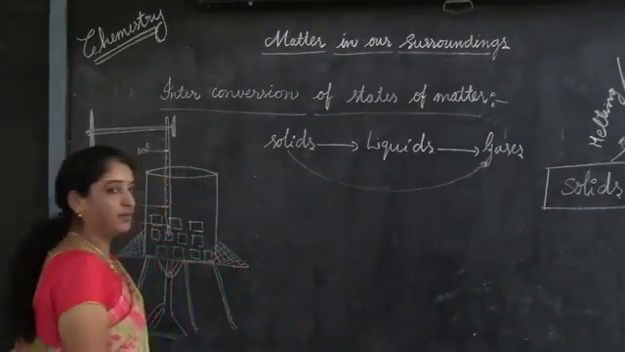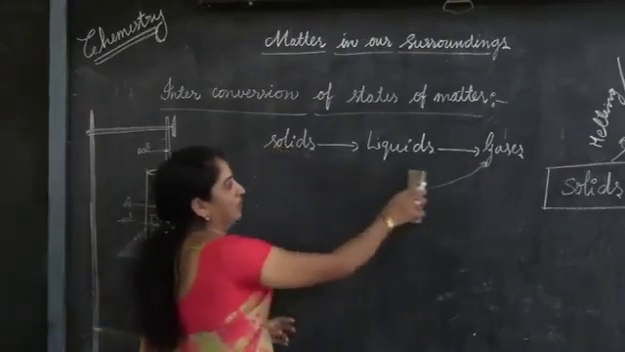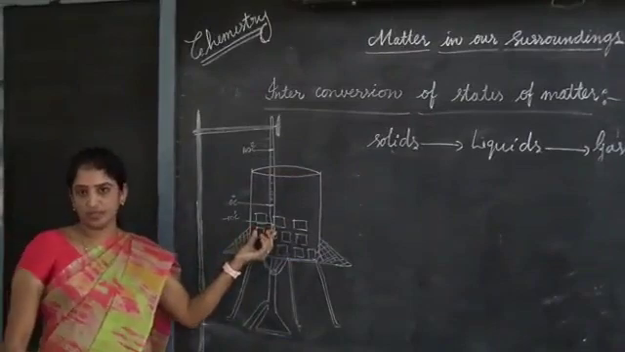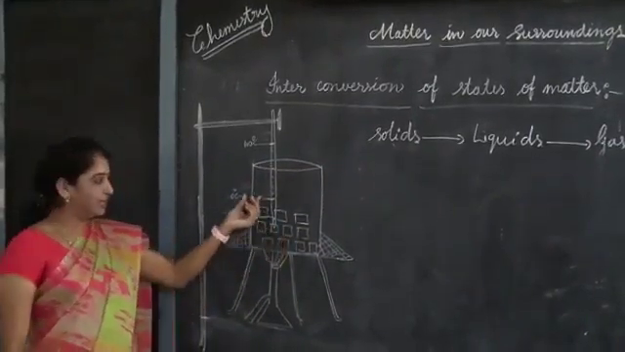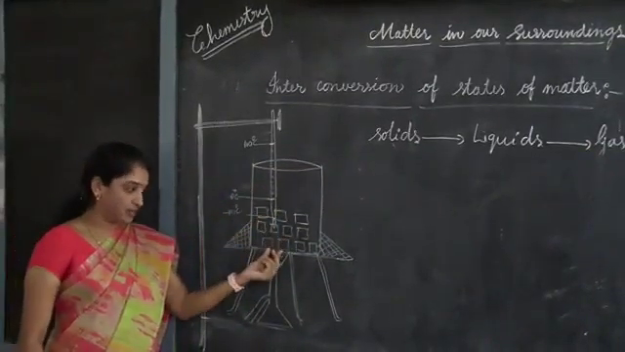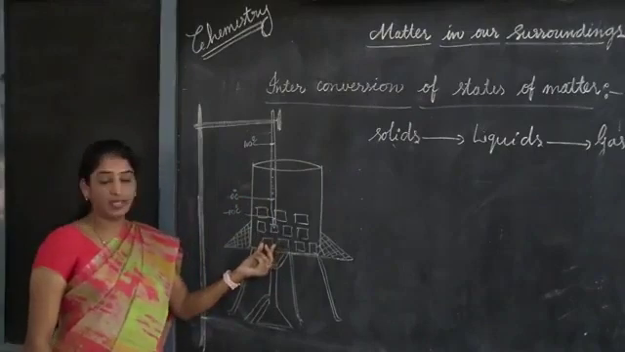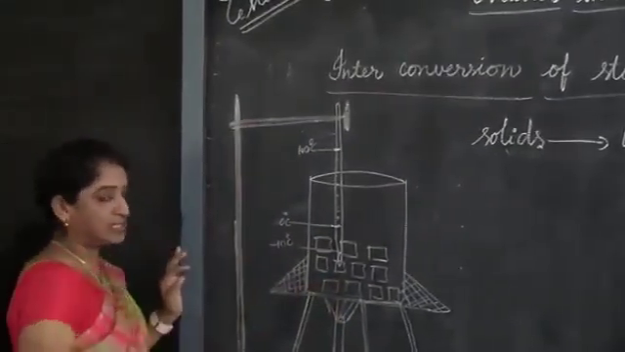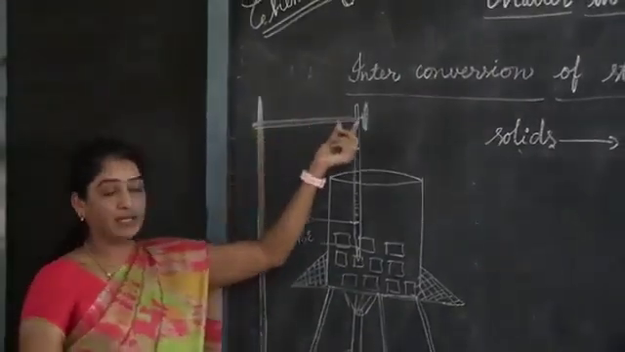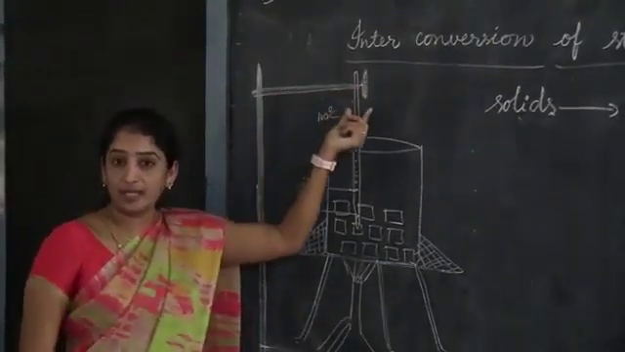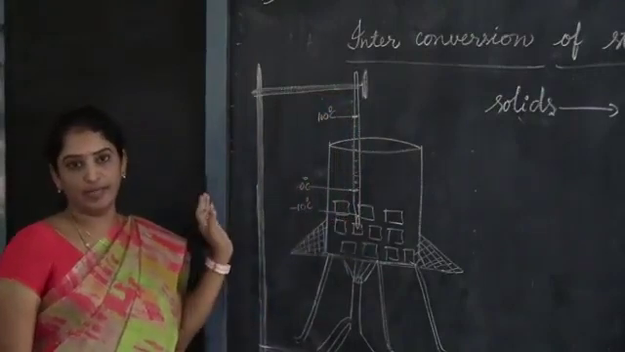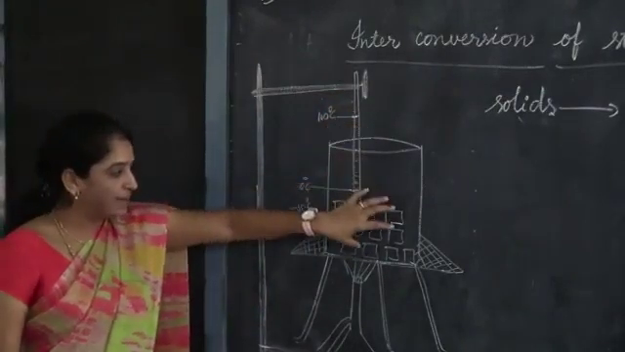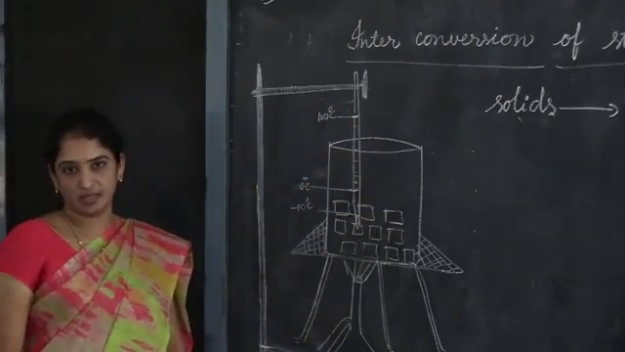So let us perform an activity. Take some ice cubes in a beaker. Place this beaker on a tripod stand with the help of wire gauze. So with the help of a rigid stand, suspend a laboratory thermometer into the beaker. What is the use of a thermometer? To know the temperature of the substance.